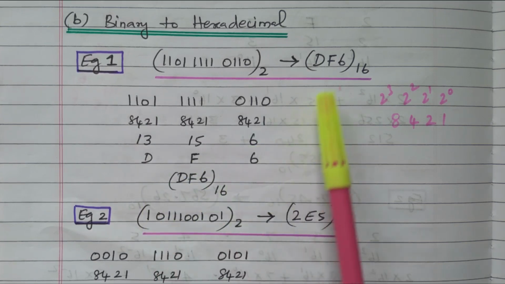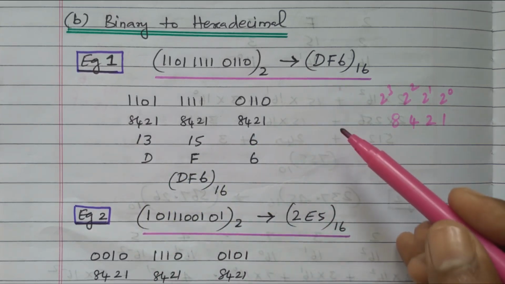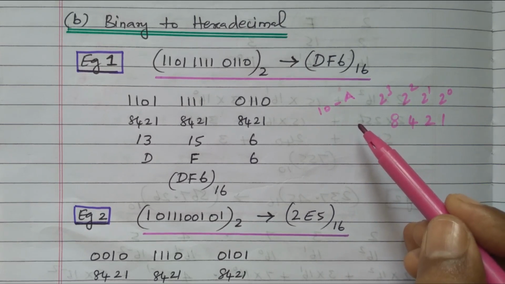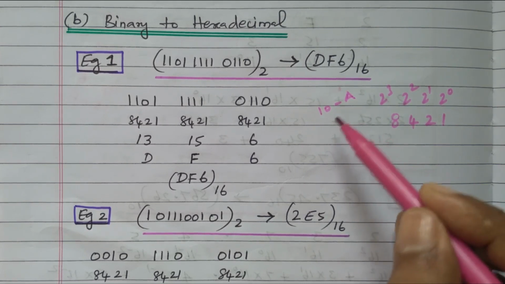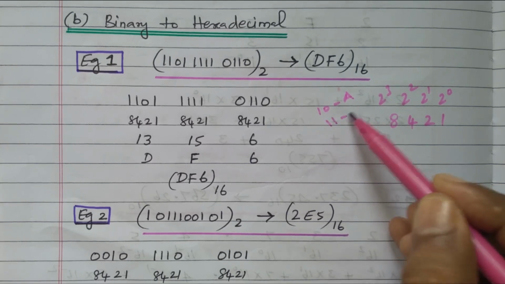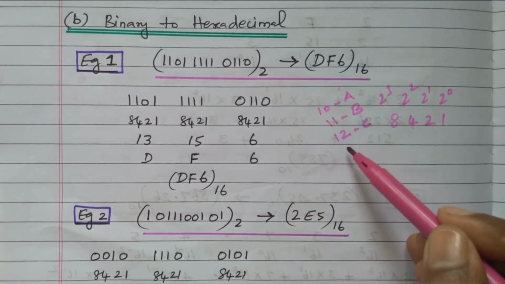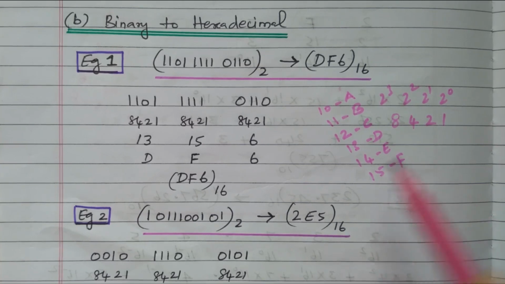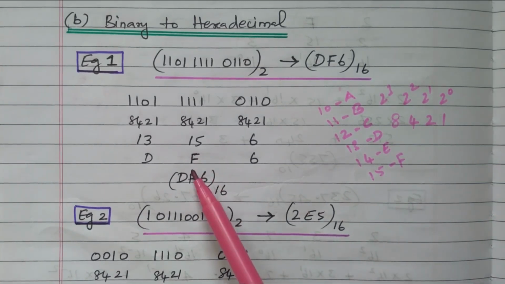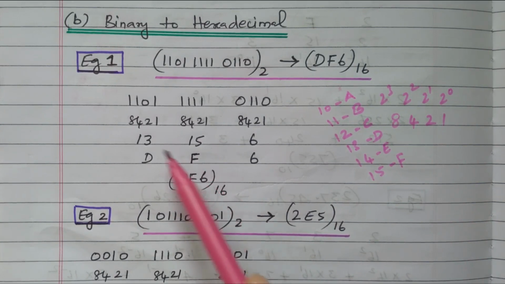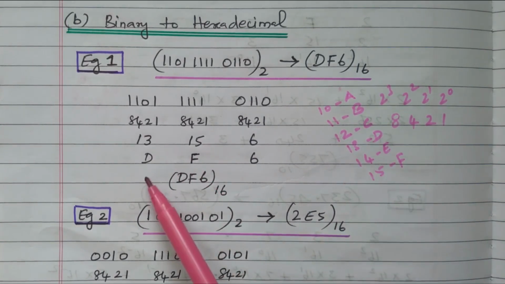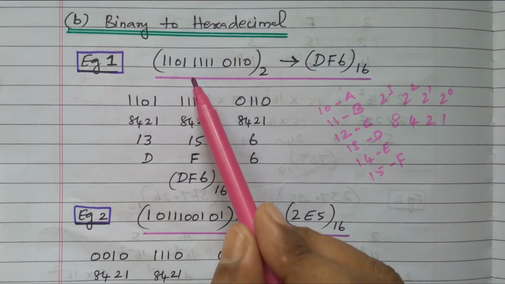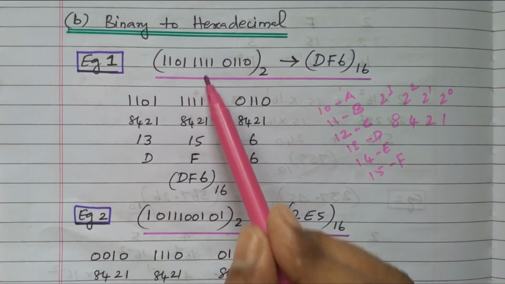Now we need to convert these decimal values into hexadecimal. In hexadecimal, the number 10 is represented as A, because hexadecimal is alphanumeric. 0 to 9 are the same as decimal, and from 10 onwards it is alphanumeric: 11 means B, 12 means C, 13 means D, 14 means E, 15 means F. Here 15 is equivalent to F in hexadecimal, and 13 is equivalent to D. So we get DF6.